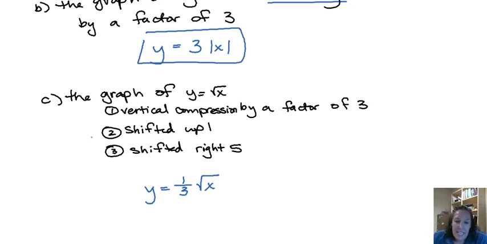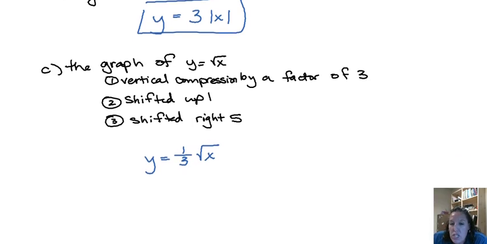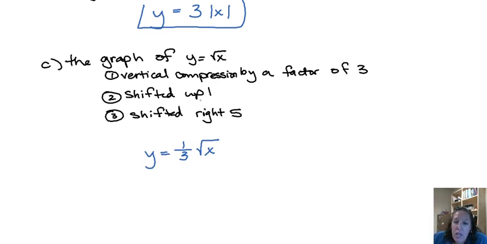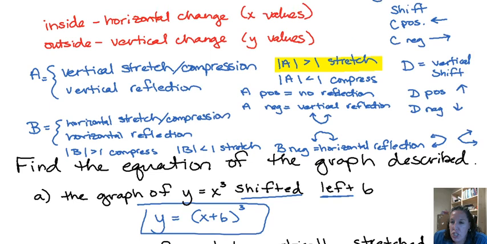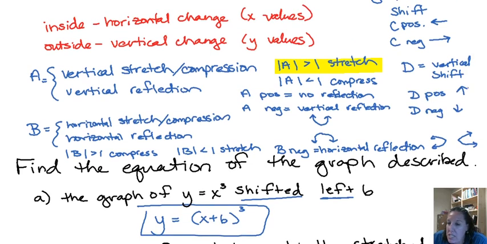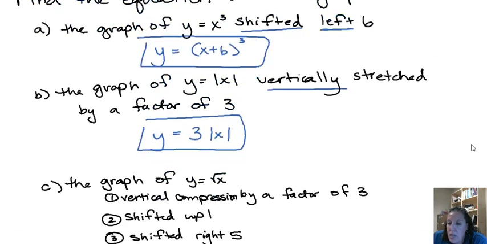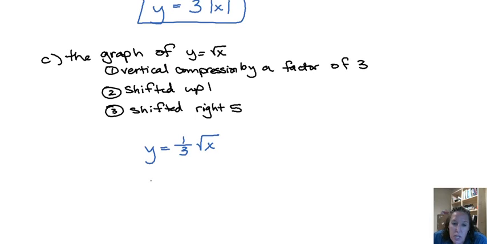All right, our next transformation, we are going to shift it up 1. So when we shift up 1, up is a vertical change, so that means it's going to be on the outside. And if we look back at our little cheat sheet up here, if D is positive, we're going to go up. And so, again, vertical is on the outside of our function, so it's going to be on the outside of our square root, and we're going to have a +1 on there.